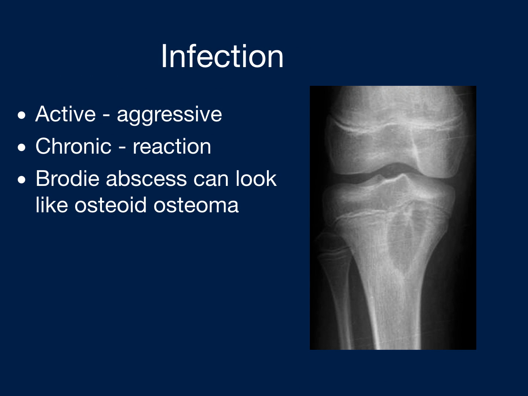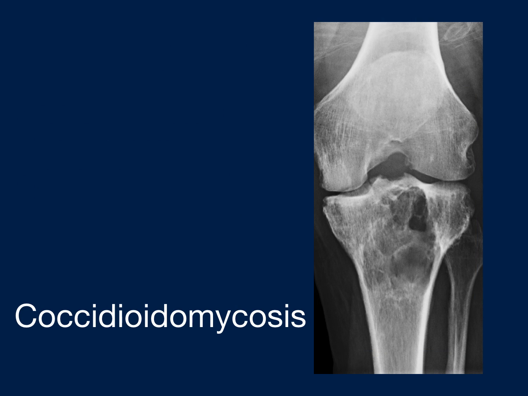Finally, infection has many appearances depending on the patient's age, the type of spread, hematogenous or direct spread, the location, and the chronicity of the infection. These all influence the way it looks. If active, they can appear very aggressive. If chronic, you may see more bony reaction. And the infection most likely to look like a bone tumor is the chronic abscess, often referred to as a Brodie's abscess. Another example.